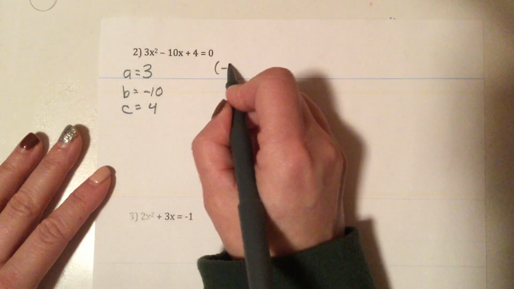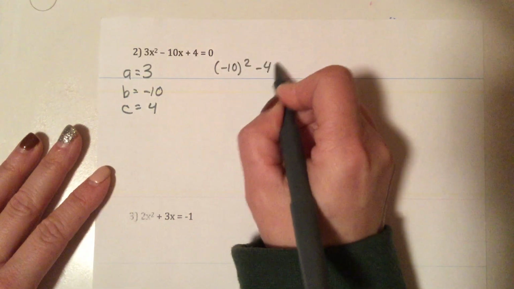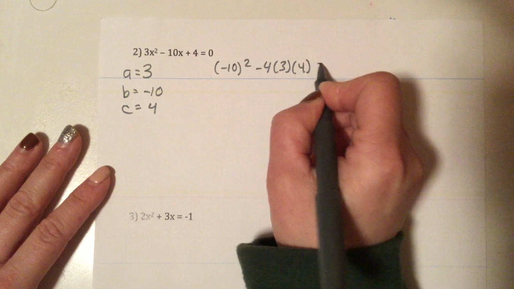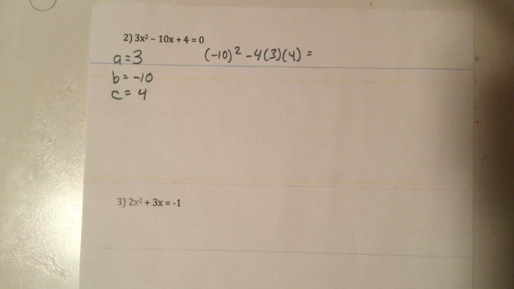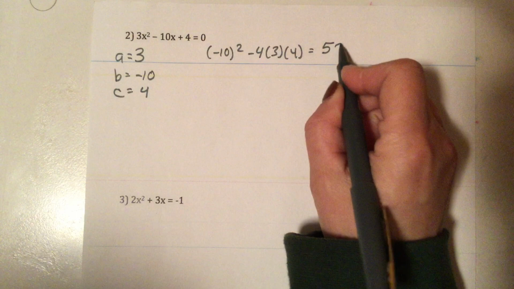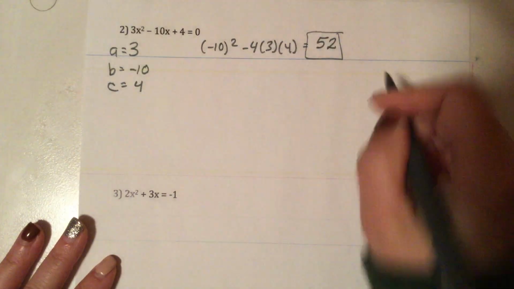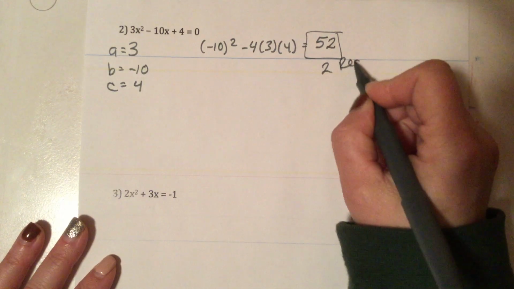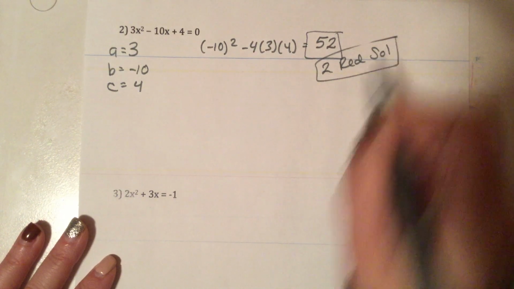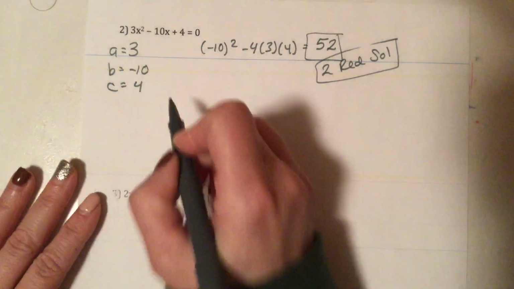Now what I fill in is B squared minus 4 times A times C. So I go ahead, being really careful with the parentheses: negative 10 squared minus 4 times 3 times 4. I got 52. So now this is a positive number, so I know I am looking for two real solutions. Now we find those solutions.